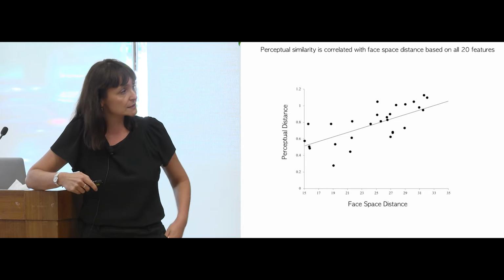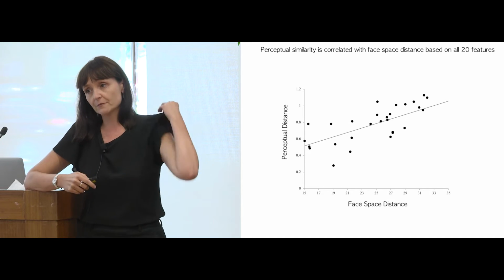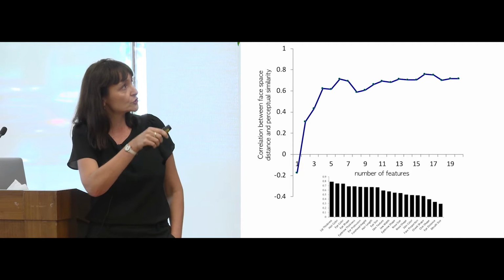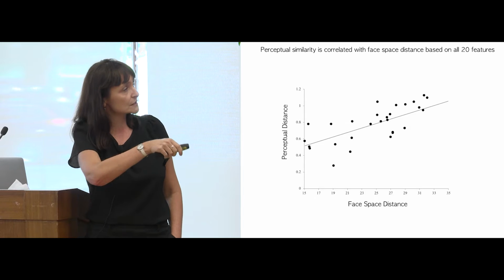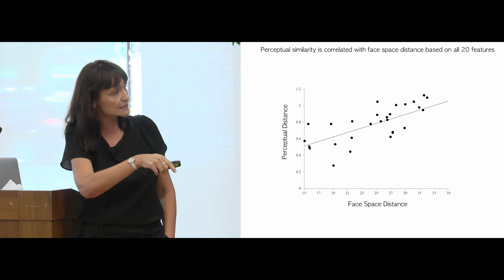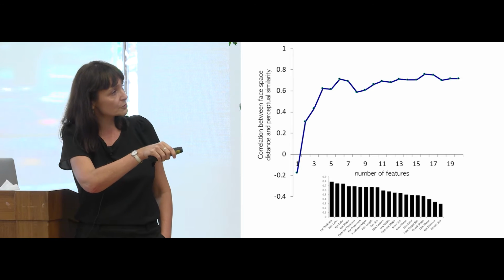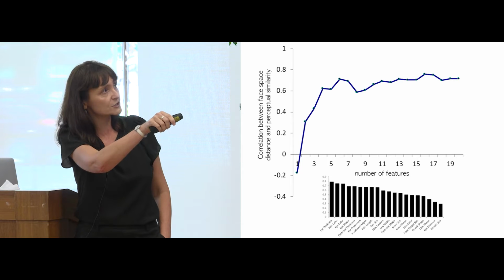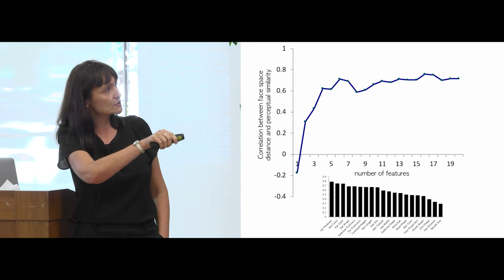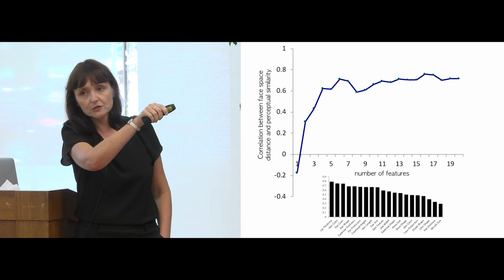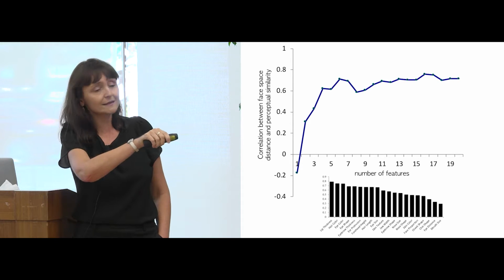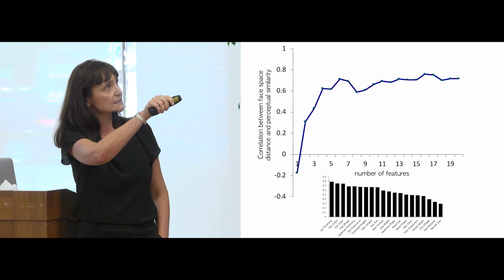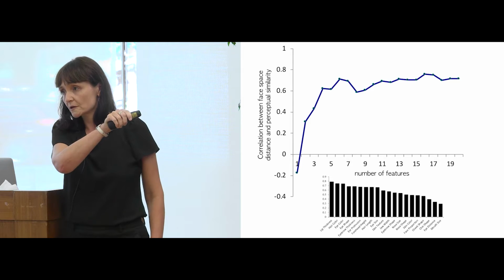So to answer this question, what we did is we computed the face space distance not based on all 20 features, but on just a subset of these features. And what you see here is the same correlation that I'm showing you between perceptual distance and face space distance, but the face space distance is computed based on either one feature, two features, three features, up to 20 features. This is the correlation that I showed you before. And you see that the more features I add, the higher the correlation gets. But then you also see that I don't actually need all the 20 features. I only need the first 5 features. The first 5 high PS features get me the same correlation that we got with the 20 features, okay?